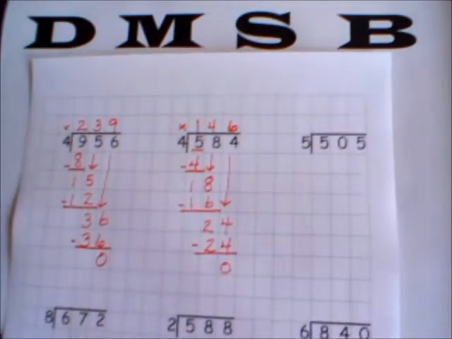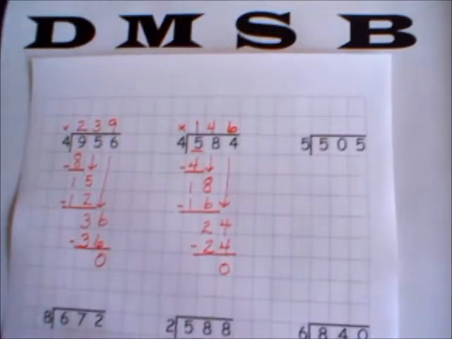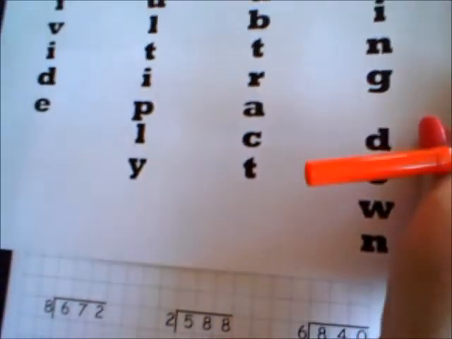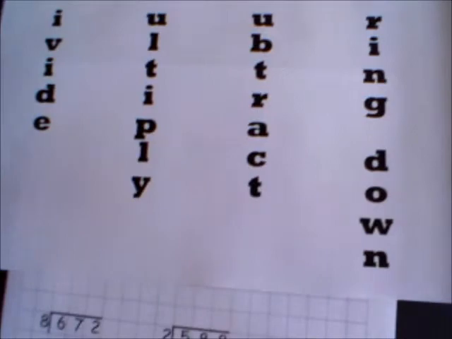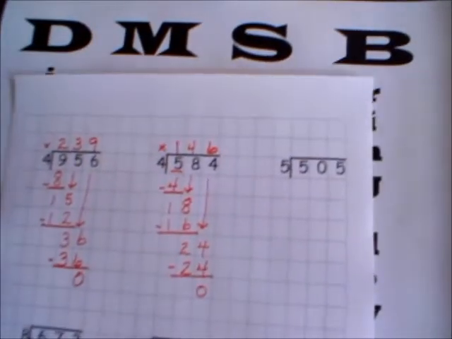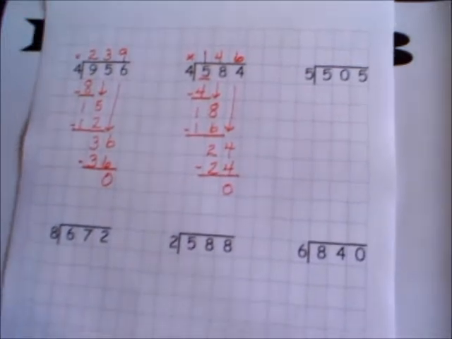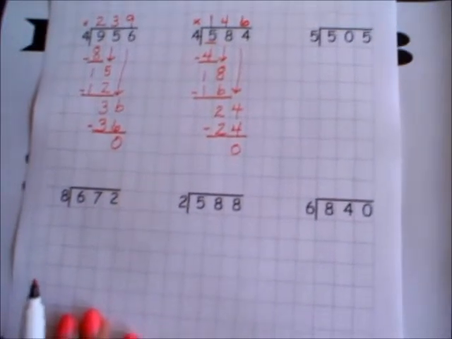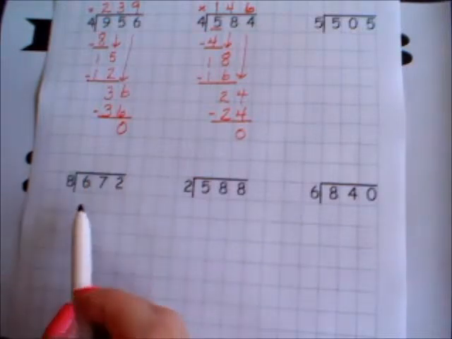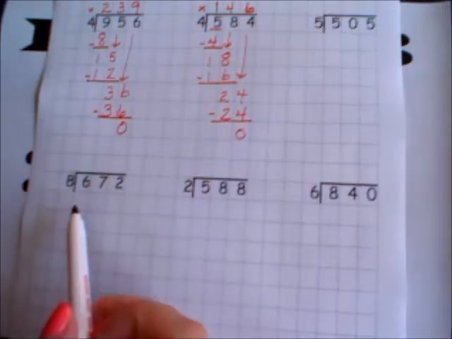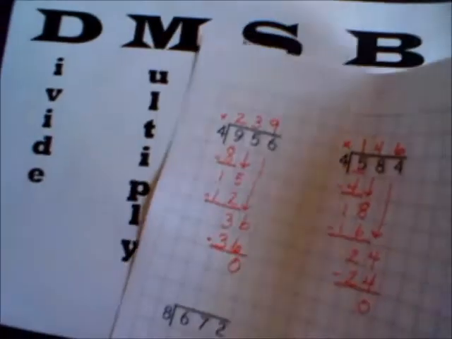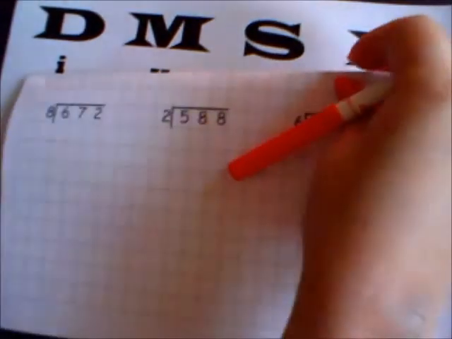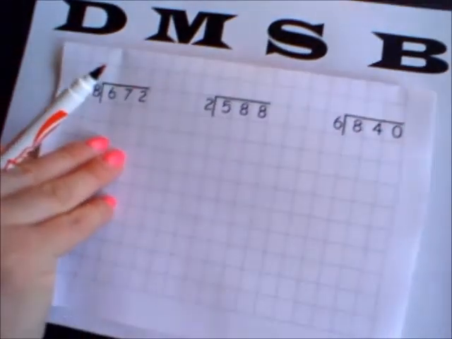Let's try this next problem down here. Whoops, this is going to be kind of difficult, huh? Well, let's just go on to this problem down here, and hopefully you'll remember our DMSB loop. Okay, so we are looking at 672 divided by 8. Actually, let's do this. Let us fold this paper down, and all will be good. Right? Okay.